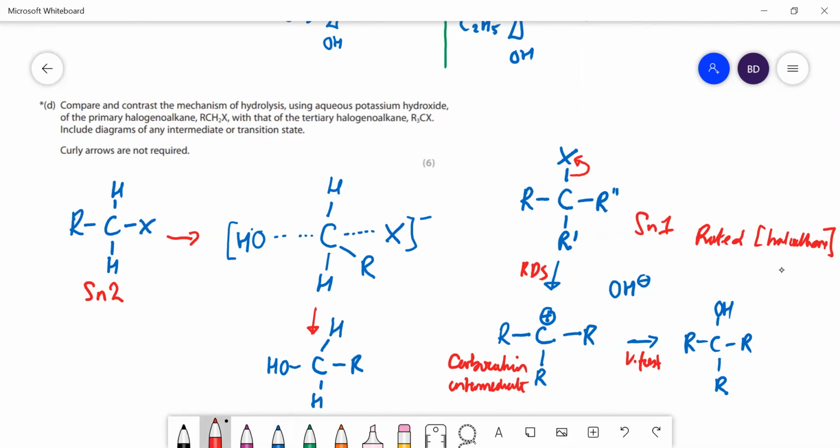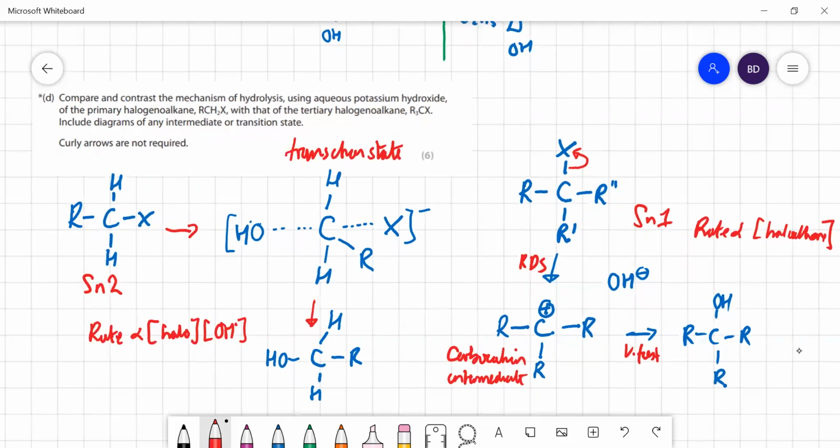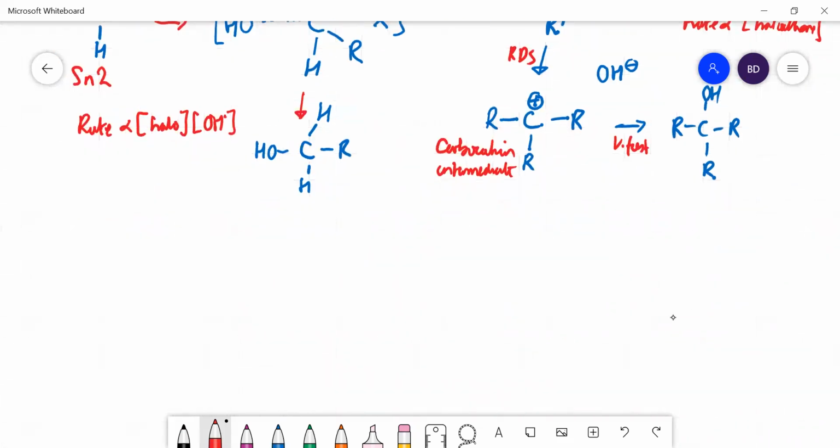Right, that occurs in one step. This is called a transition state. No carbocation involved here. There's no slow step and no fast step, okay? And that means that the rate is dependent upon the concentration of the haloalkane and the concentration of the OH minus. So it's a second order reaction, whereas this one would be a first order reaction. So that should cover all of that. Okay, I'm going to leave that there and continue with this paper in the next video.